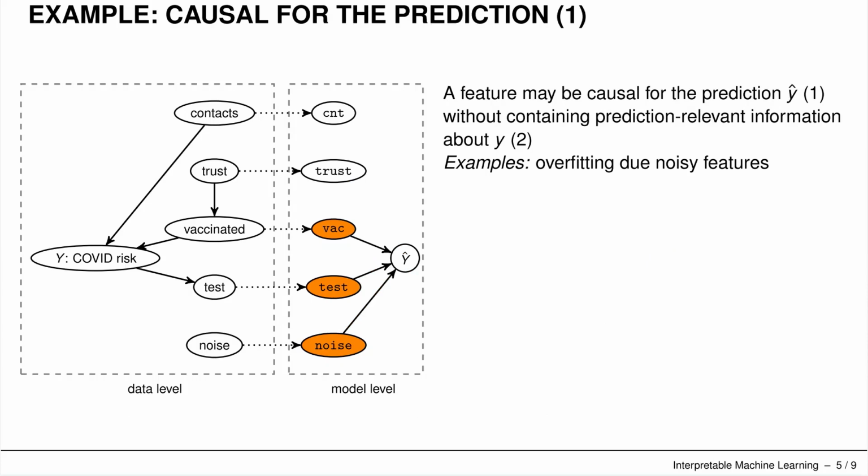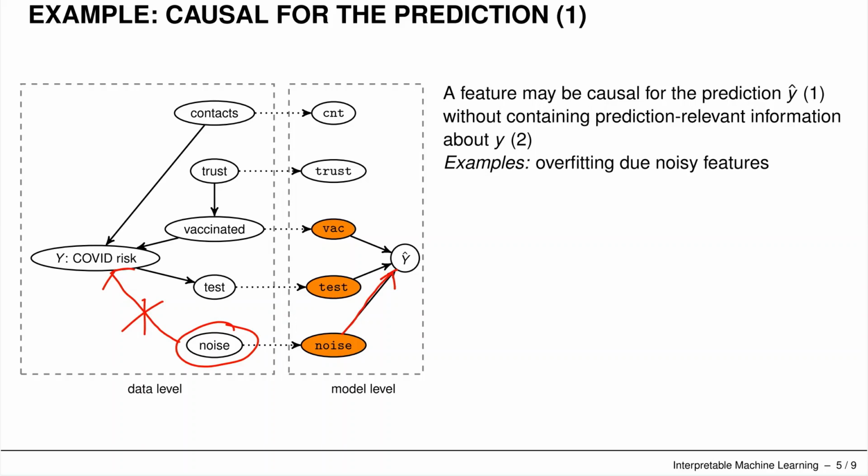To give an example, here we might start with overfitting. Noise does not have an effect on COVID risk, obviously, because it's just noise data, just generated noise. So there's no effect. But the model might include an effect of noise just because of overfitting.